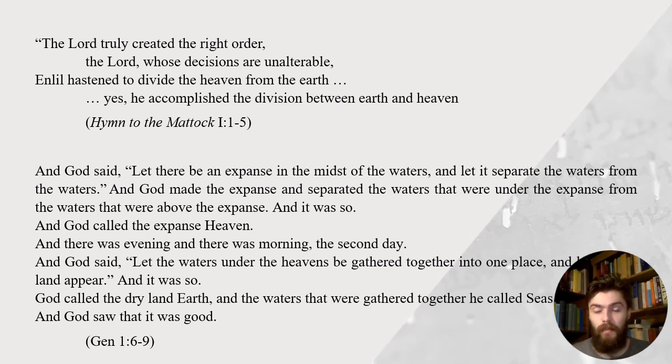We read that God said, let there be an expanse in the midst of the waters, let it separate the waters from the waters, and God made the expanse and separated the waters that were under the expanse from the waters that were above the expanse, and he called the expanse heaven. And God said, let the waters under the heaven be gathered together in one place, and he called the dry land earth, and the waters he gathered he called sea. And see, what we have here is the Lord truly creating right order. It's not Enlil the Lord, it's Yahweh the Lord, but it's still a very similar ancient understanding that the Bible seems to agree with in the ancient Near Eastern view.